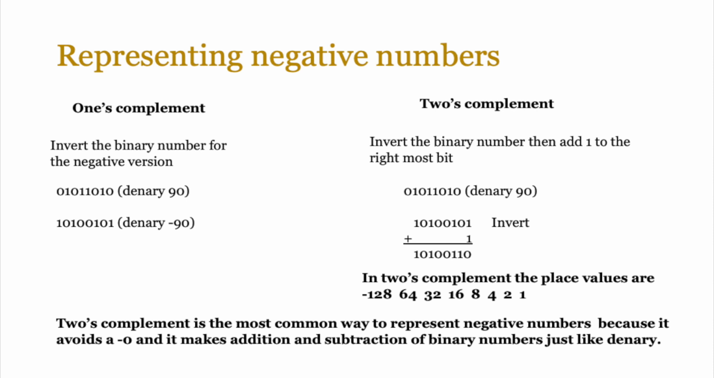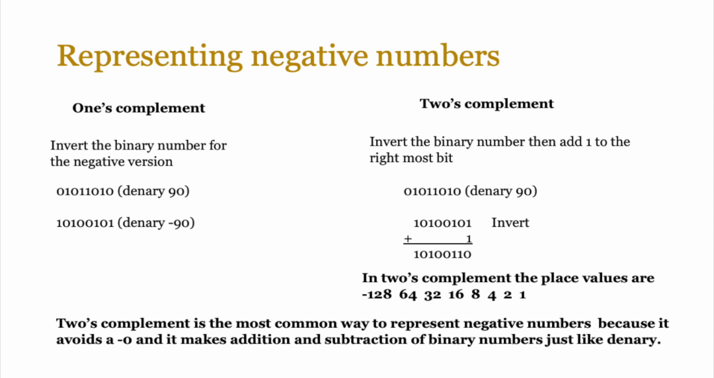And there are a couple of methods which are quite common. The first one is 1's complement. In this case, we just invert the binary number for the negative version. So if you have denary 90, which is 0101 1010, we invert all the bits. That means we flip the bits, so 1 becomes 0 and 0 becomes 1. In this case, 0101 1010 becomes 1010 0101, and that's denary negative 90.